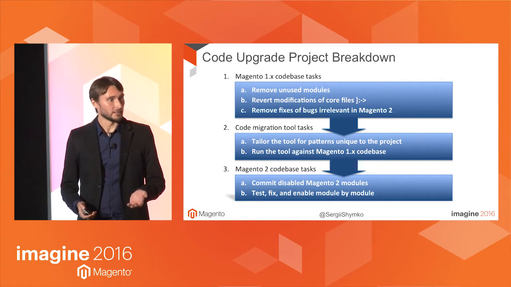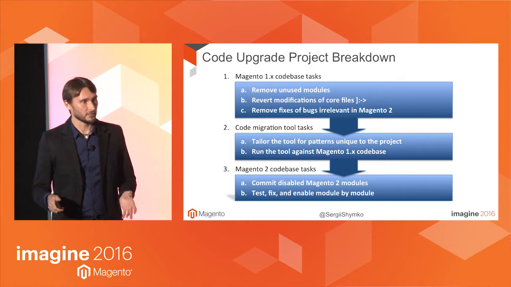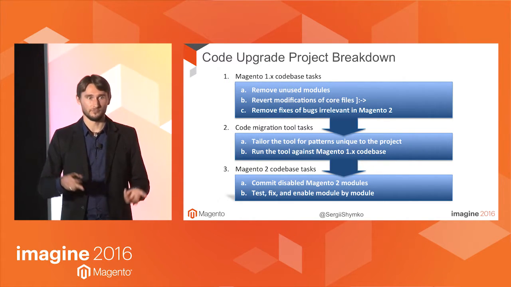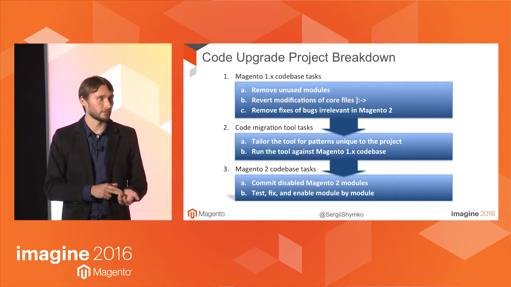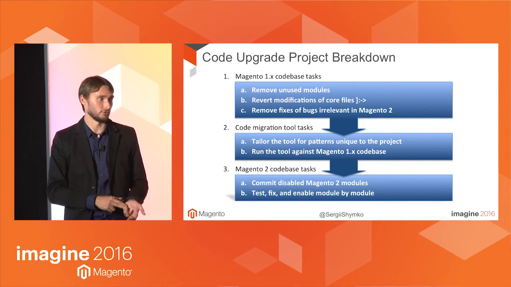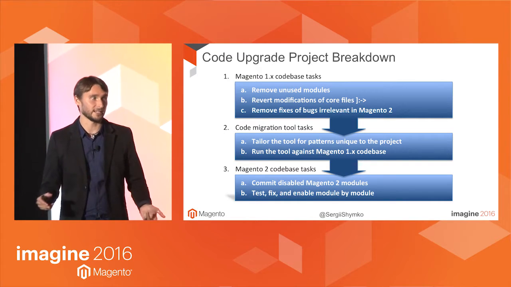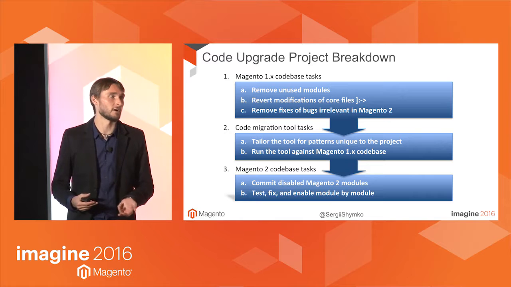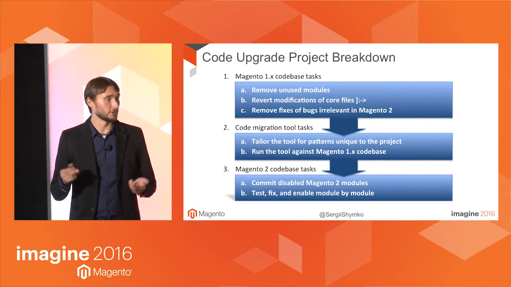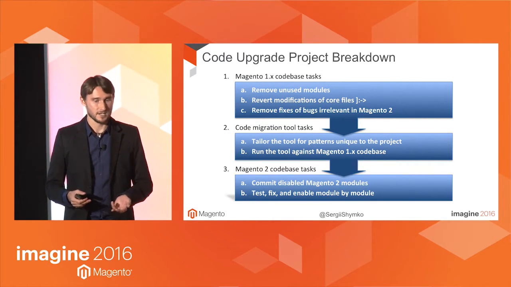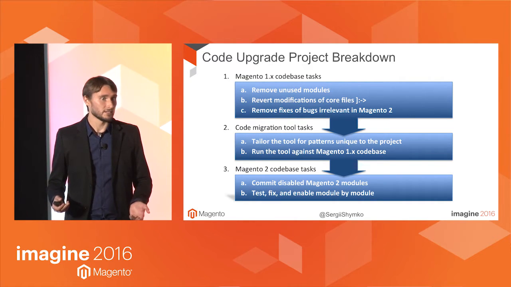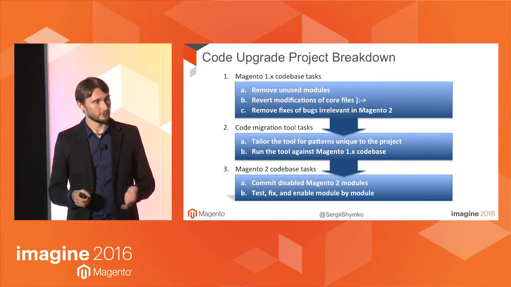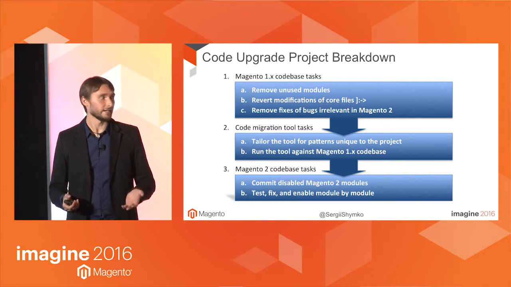First step. Before starting any migration, it makes sense to clean up a little bit your Magento 1 code base. Remove unused modules. You don't want to be migrating and fixing something that you don't use. You'll be surprised, everybody has a ton of unused modules. That's surprising to me, but it's kind of common. Then modification to core files. It's kind of uncommon, and I'm not talking about official patches. It's your hacks of the core. They have to be reverted.